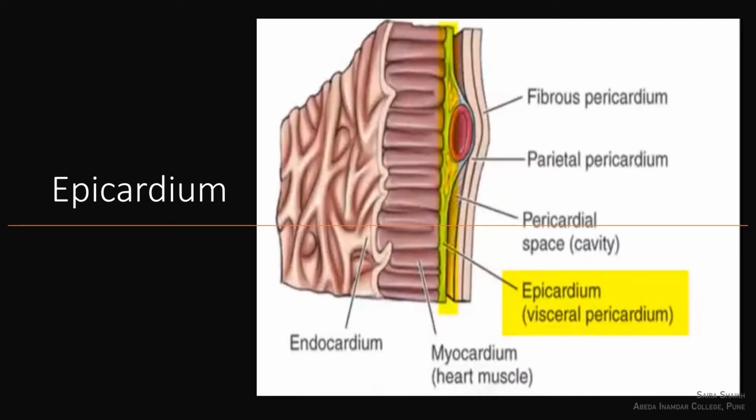Students, look at the figure. Here we can see the different layers of the pericardium: fibrous pericardium, parietal pericardium and the visceral pericardium, as well as the pericardial cavity. The innermost visceral pericardium is also called the epicardium, which is the outer wall of the heart. It is made up of thin, flat, squamous epithelial cells. It is a common wall between the heart wall and the pericardium.